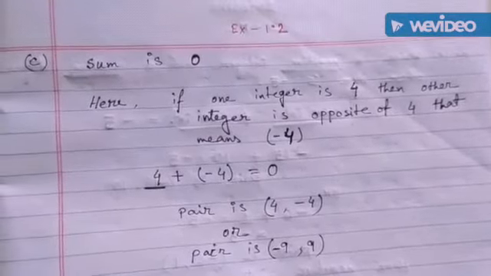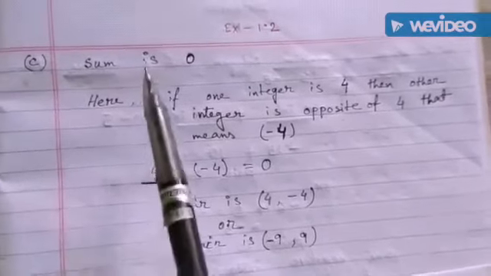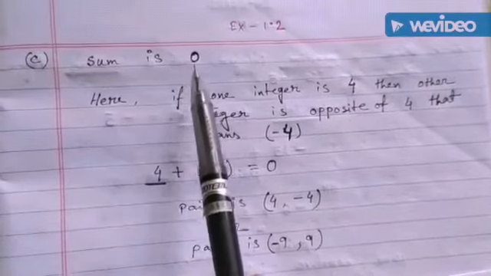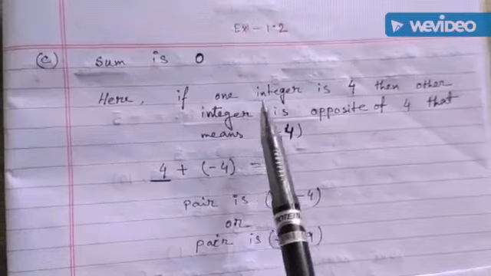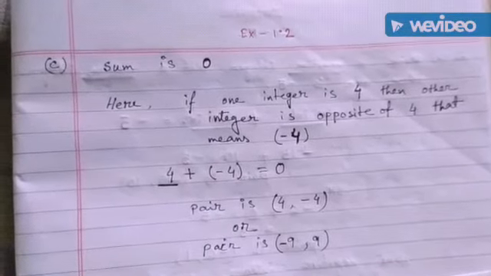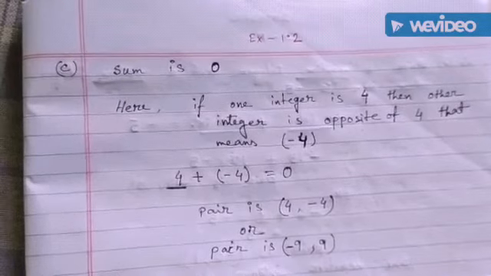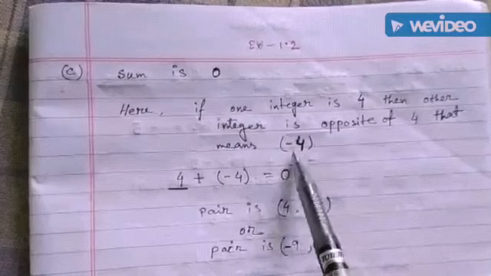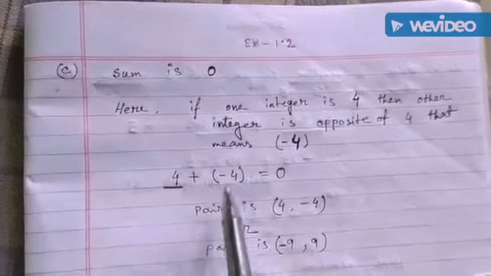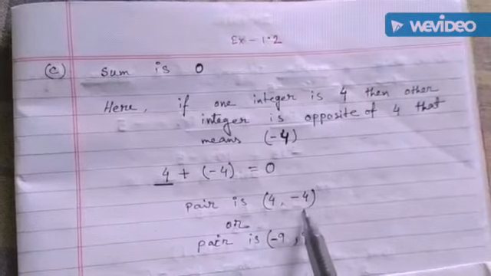Now the third part of question number 1 I'll discuss. Here the pair of integers whose sum is 0, we have to find out. Pair of integers, that means one integer you can take either positive or negative, and the other integer will be the opposite of that integer. Here I have taken 4 as one integer, and the other integer will be -4. So 4 plus -4 equal to 0. Here the pair is 4 and -4.